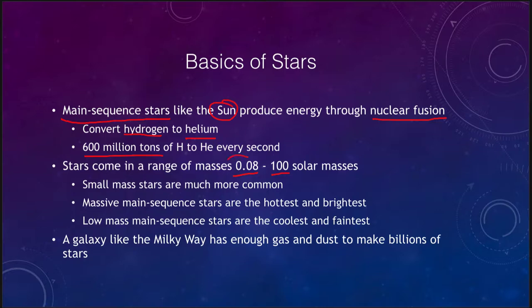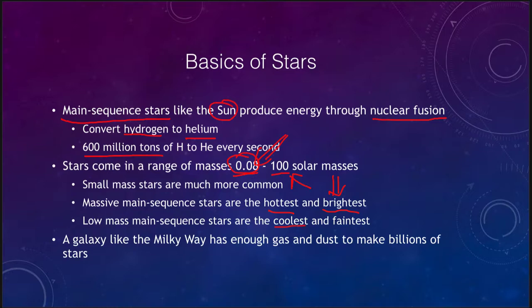So we see far more of these tenth of a solar mass stars than we do of the 100 solar mass stars. However, these 100 solar mass stars are the brightest. They are the hottest and the brightest, so they are the easiest ones to see. We can see these over great distances, whereas we can only see these very small stars, the cool and faint ones, if they are very, very close to us.